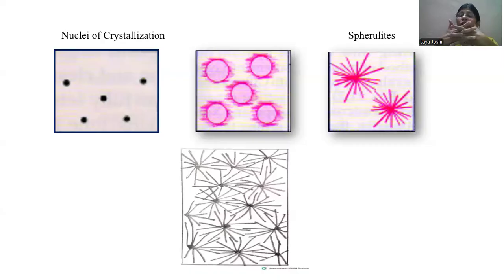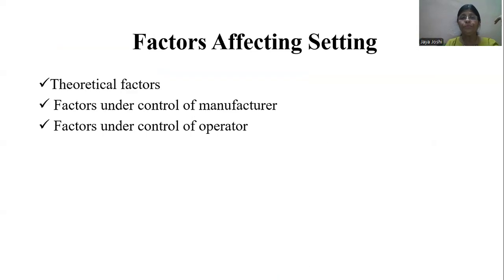When thousands of crystals are intermeshing with each other, the viscosity of the material increases and ultimately it sets to a hard mass. Now coming to the factors affecting setting. These are divided into three groups: theoretical factors, factors under control of manufacturer, and factors under control of operator. Now we'll see one by one.